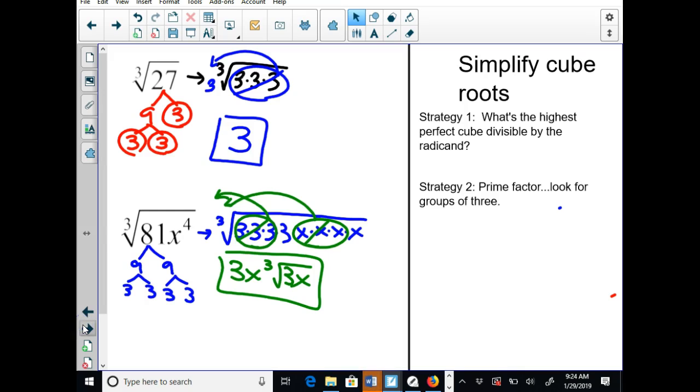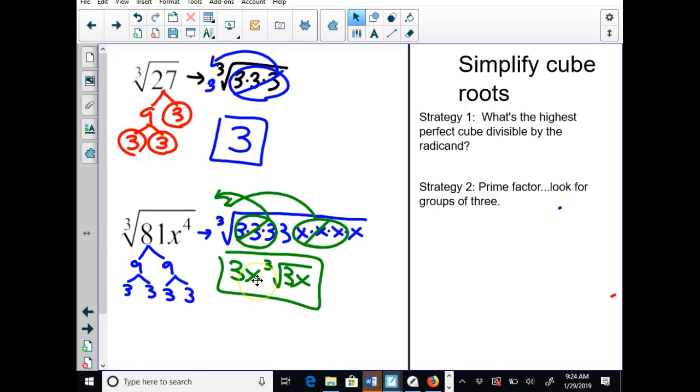Next, we simplified cube roots. Strategy 1, we could have thought about what's the highest perfect cube divisible by the radicand. But strategy 2 is one I focused on a little bit more, especially with cube roots. We prime factored 81. 1, 2, 3, 4 threes make up 81. We looked for groups of 3. We have one group of 3, and we have another group of 3.